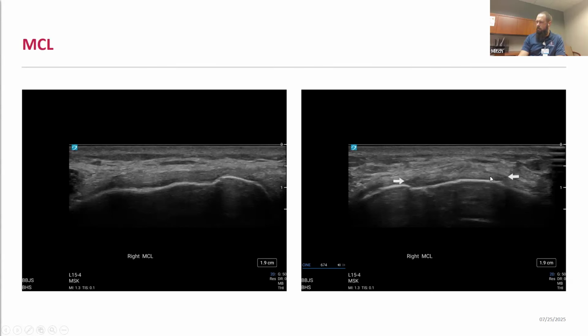Sometimes you can get tears or pathology at the anterior aspect of the ligament that, if you're just looking at the coronal view and focused on the posterior aspect of the ligament, you may miss. And so I want to make sure that you're looking at both of these structures in both long and short axis.